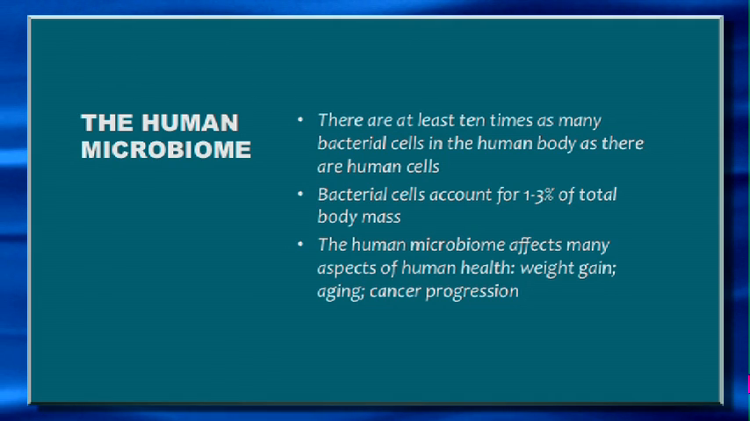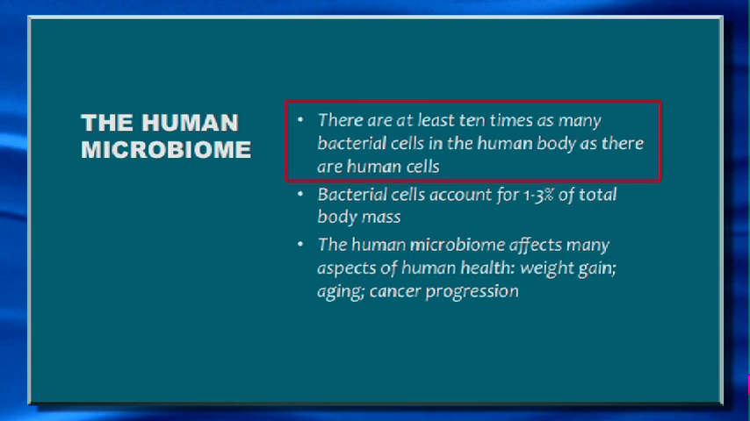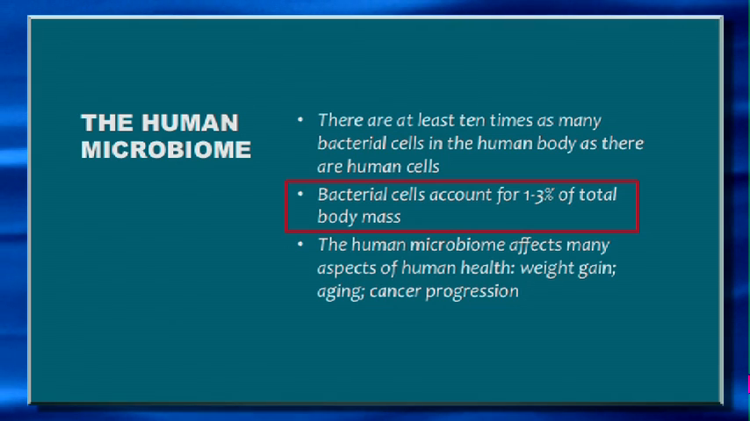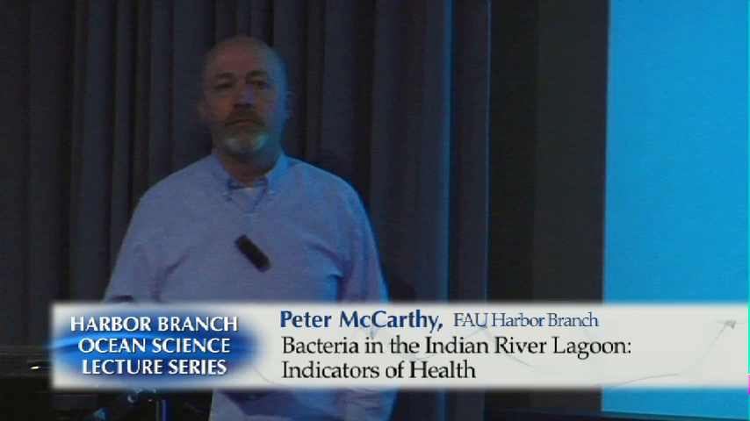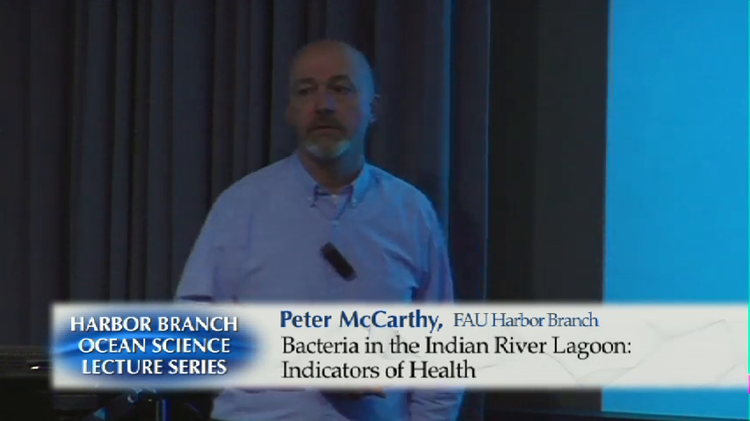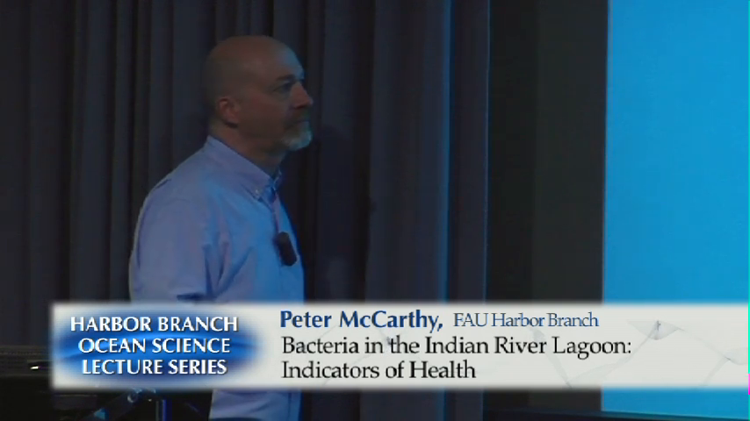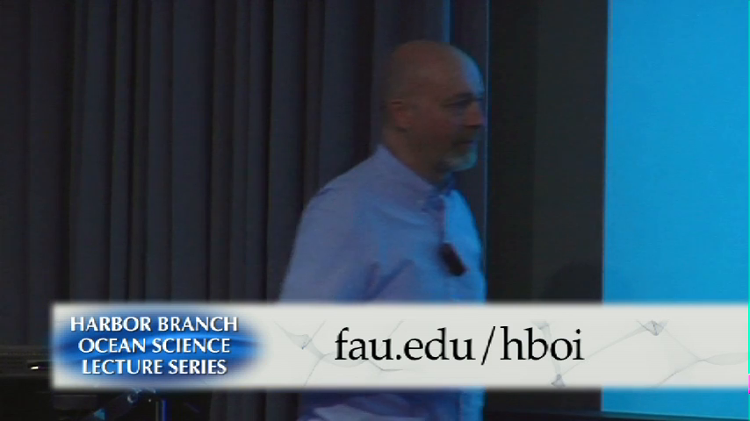The bottom line on the Human Microbiome Project is that there are at least 10 times as many bacterial cells in the body as there are human cells. So all your cells are outnumbered 10 to 1, okay? Bacterial cells account for 1 to 3% of your total body mass. They're very small. So even though you've got 10 times more than you do human cells, they're still about 1 to 3% of the total body mass. On a good day, I weigh about 180. So I'm carrying around 5 pounds of bacteria with me on a daily basis. Something to think about. Not long, but think about it.